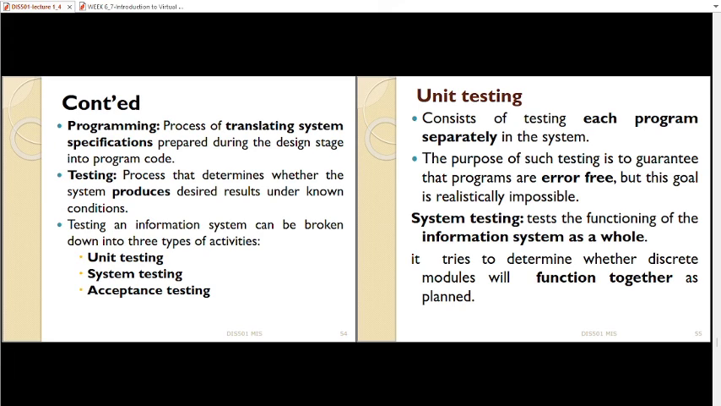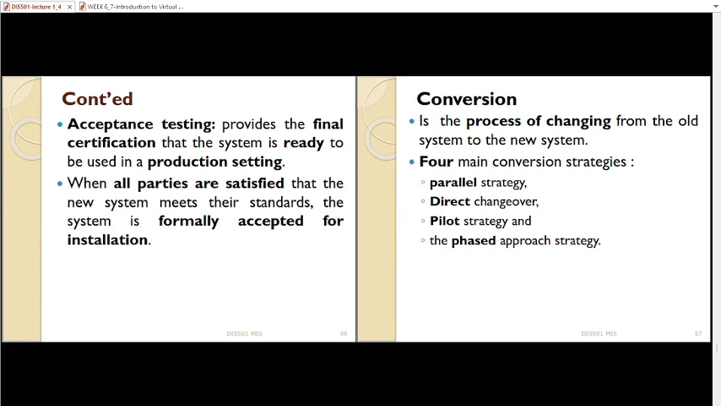Then eventually we can take this software to the organization that gave us that job, our client, so that the client can test whether it is working according to the system requirements we gathered at the beginning. If it is working, then that is the user acceptance testing that we are talking about.